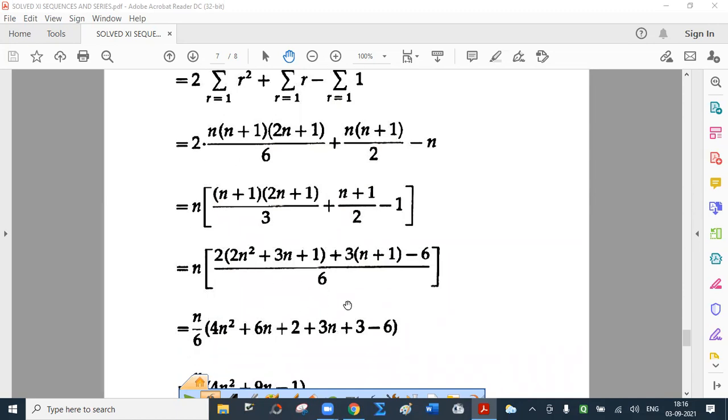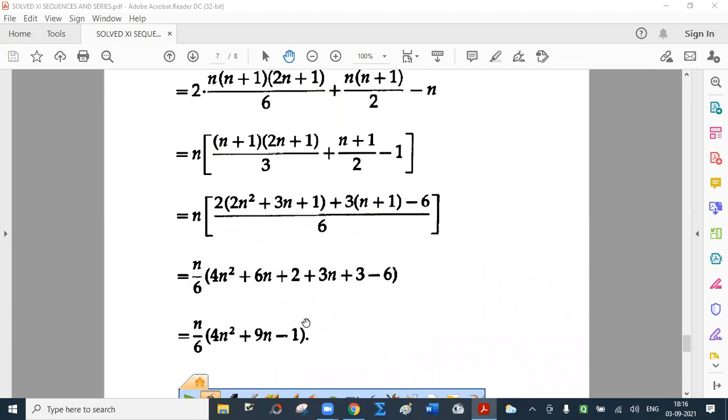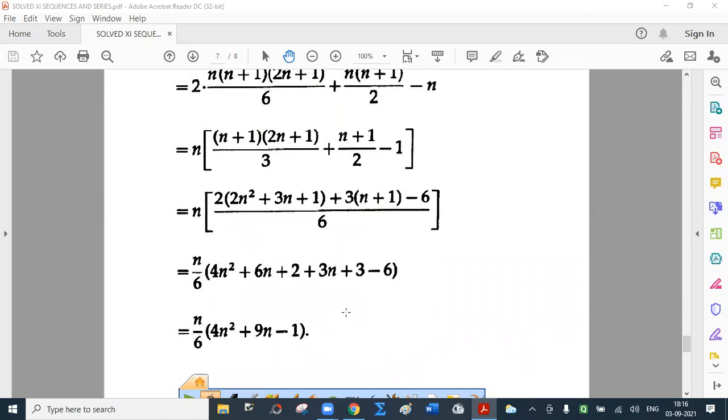Here n is taken common, LCM is obtained and simplified to get n upon 6 into 4n square plus 9n minus 1. Okay. Now how will you verify this? Put n equal to 1. So 9 plus 4, 13. 13 minus 1 is 12. 12 upon 6 is 2.